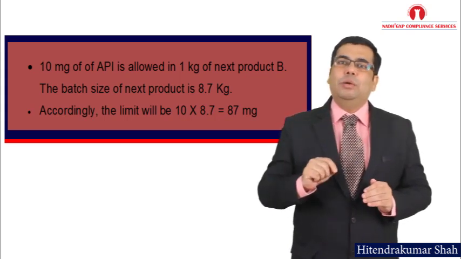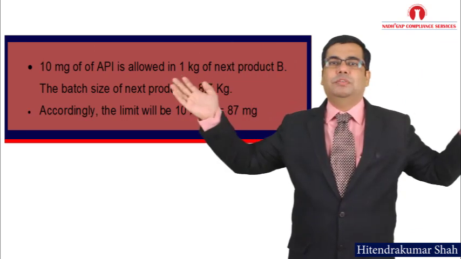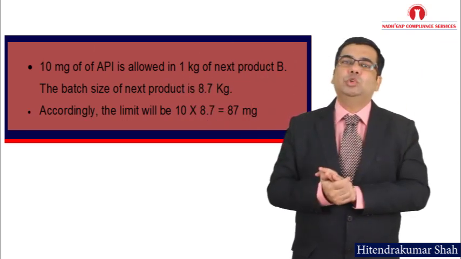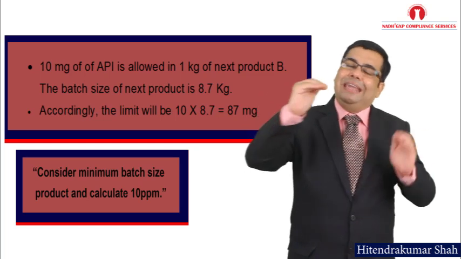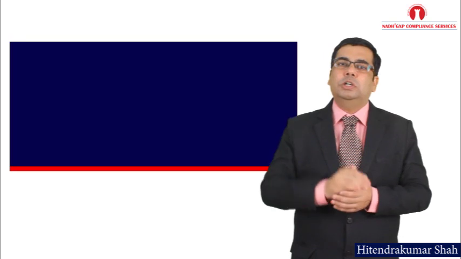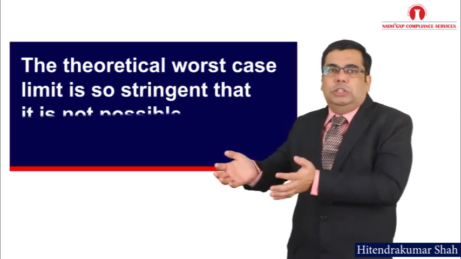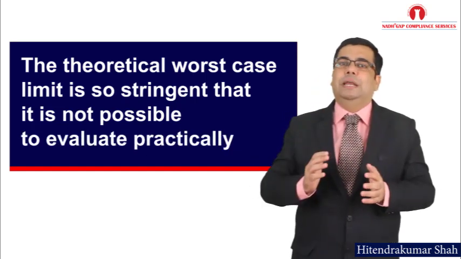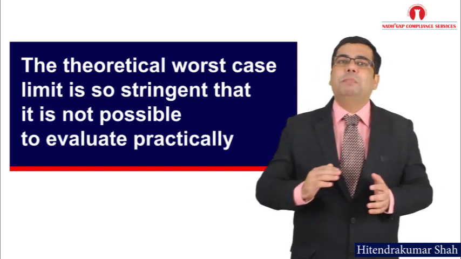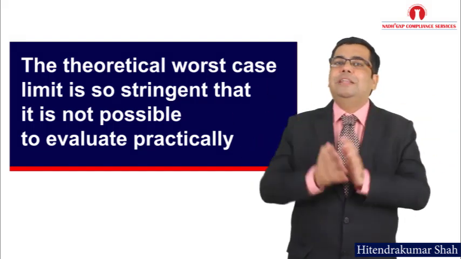Many people calculate 10 ppm considering the batch size of all the products. Here, I suggest you take the minimum batch size product and calculate the 10 ppm. There is a scenario where the theoretical worst case limit is so stringent that it is not possible to evaluate practically. This can be managed by a variety of means. There are many ways to handle these issues.